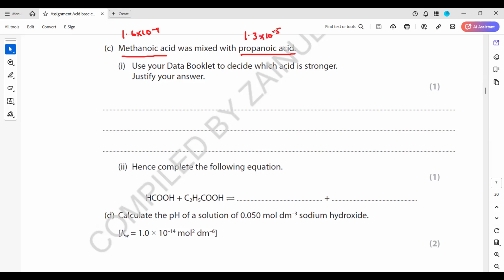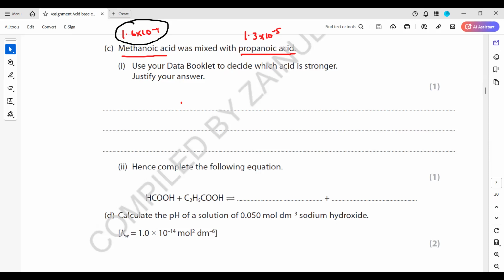So which has a higher value of dissociation constant? Is it methanoic or propanoic? Which is the higher value? Methanoic acid's value is higher. So which is the stronger acid? It means methanoic acid is the stronger acid because it has a greater value of dissociation constant.